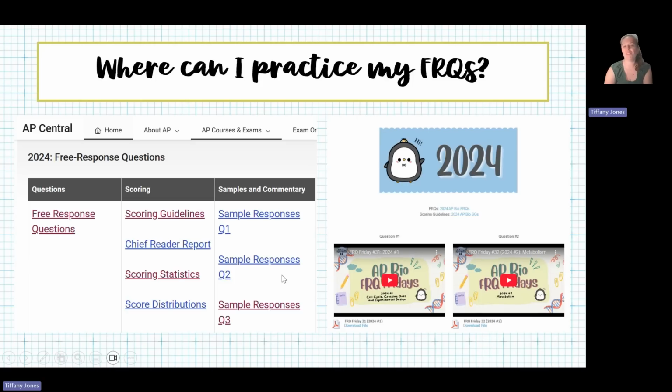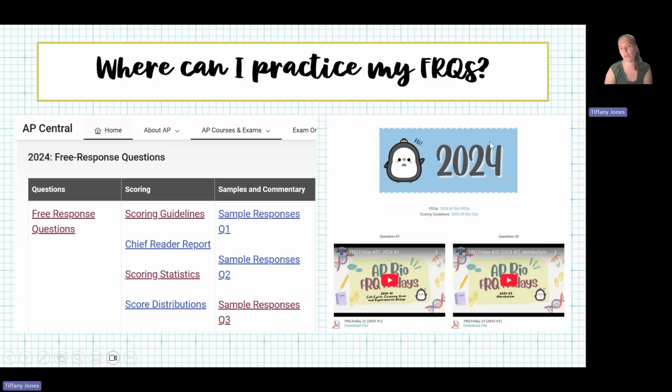And then over here we have sample responses. They usually have about 3 different responses. There's one that had a perfect score, one with a mediocre score, and then one with a lower score. And it helps you to really see where the points were obtained. Plus it helps you to see from a student standpoint how to answer these questions.